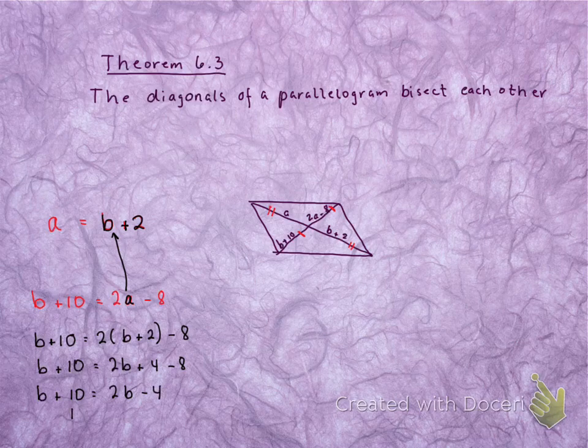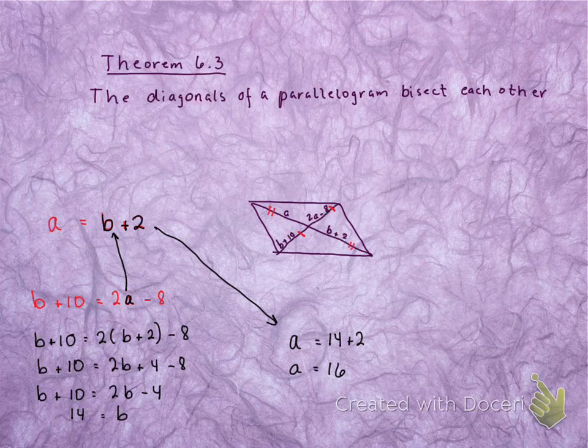Now I'm going to add 4 to the left and subtract 1B from the right. And I get that B is equal to 14. Now that I know that B is equal to 14, A is equal to B plus 2, which is 14 plus 2, which is 16. So A is equal to 16 and B is equal to 14.